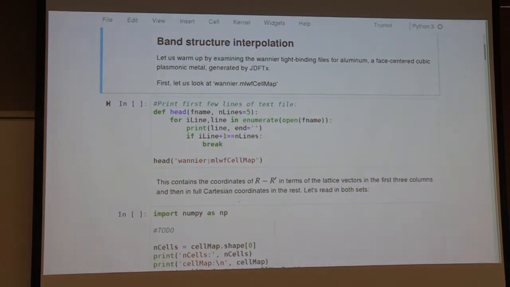So we are going to look at the plasmonic metal aluminum, which has a face-centered cubic structure. And the Wannier tight binding files are all these MLWF, etc. files that are there in that directory. Right? So one of them is a text file. This cell map is a text file, and let's look at its contents. So this first set of lines here is just equivalent to the head Unix command. So I'm just going to print the first 5 lines of this file.